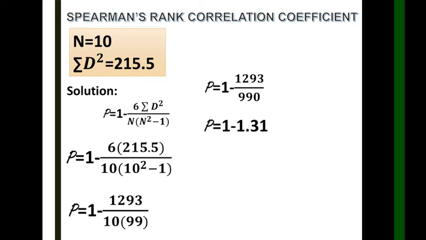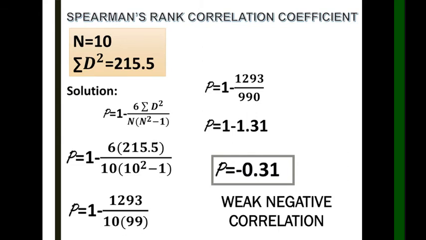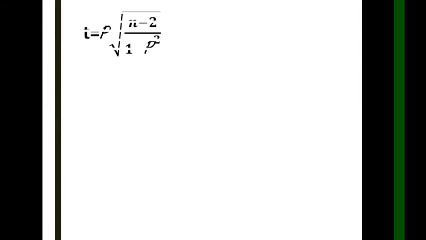Subtract your answer from 1. So 1 minus 1.31 and you will get negative 0.31. Going back to the interpretation, negative 0.31 is weak negative correlation. Why negative? Because our answer is negative 0.31. Now, for the t test statistic, we have the formula. t equals ρ square root of n minus 2 over 1 minus ρ squared.